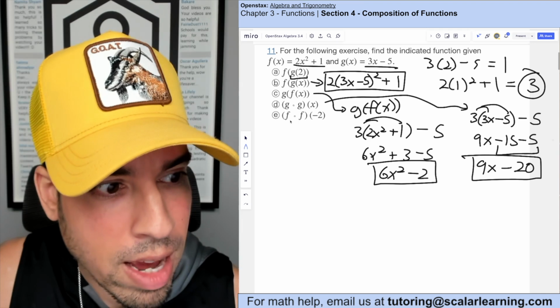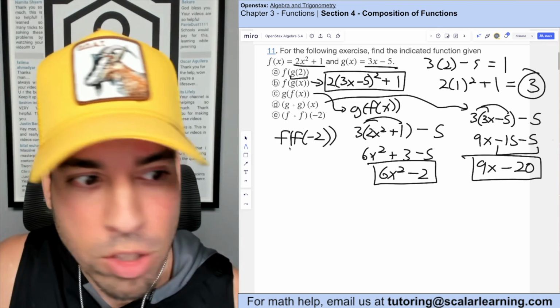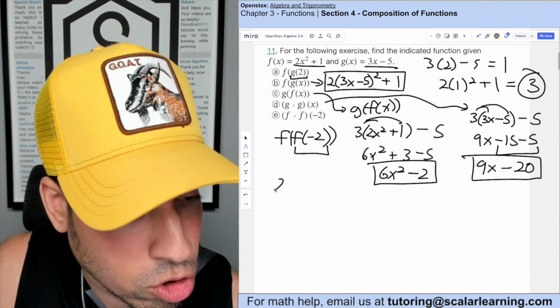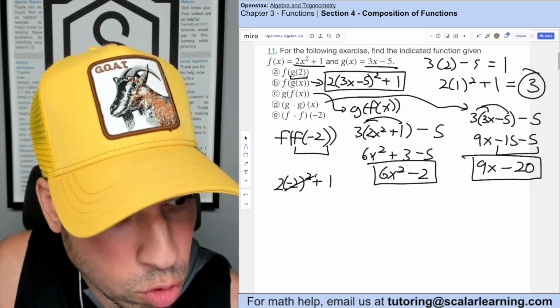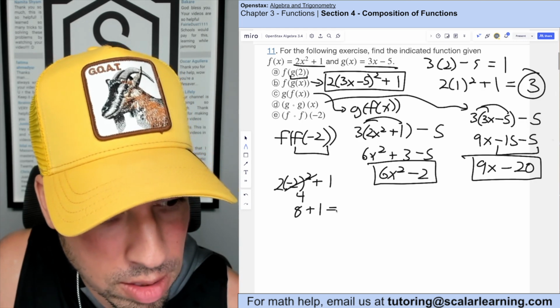Last but not least, we've got f of f of negative 2, so I'm going to rewrite it like so. And we're going to start inside out. So first I'm going to plug negative 2 into f of x, so that is 2 times negative 2 squared plus 1. Negative 2 squared is 4. 4 times 2 is 8, plus 1 is 9.